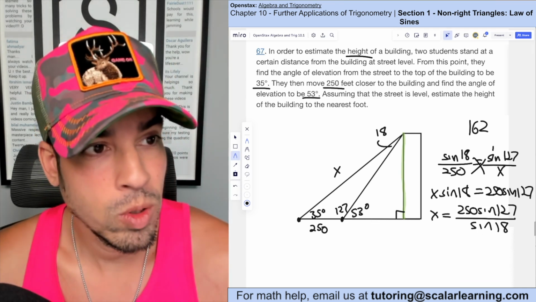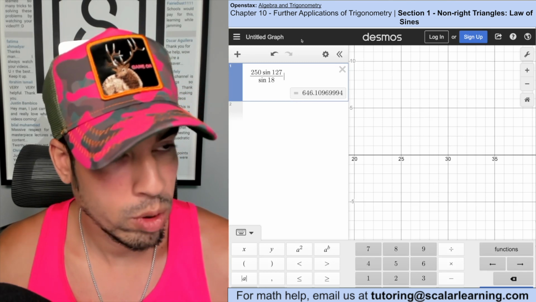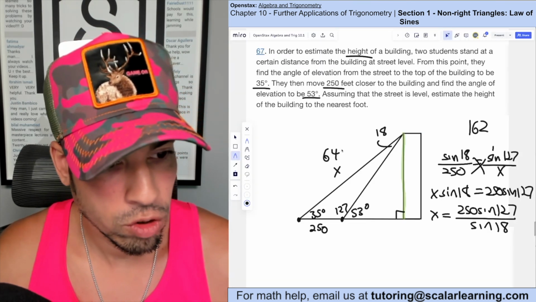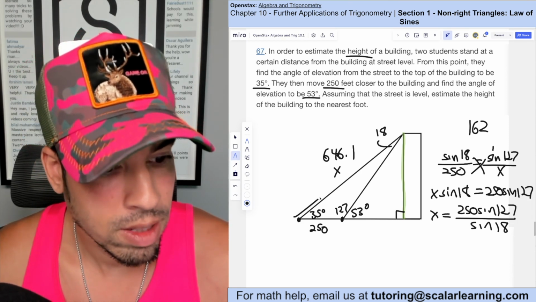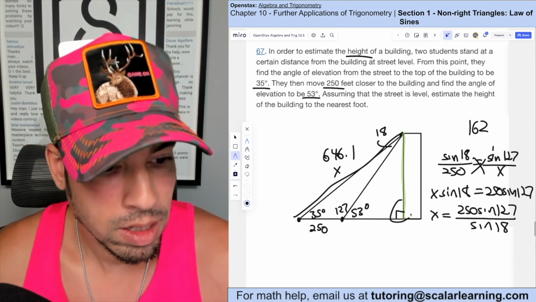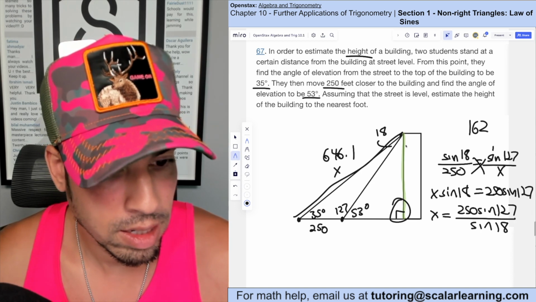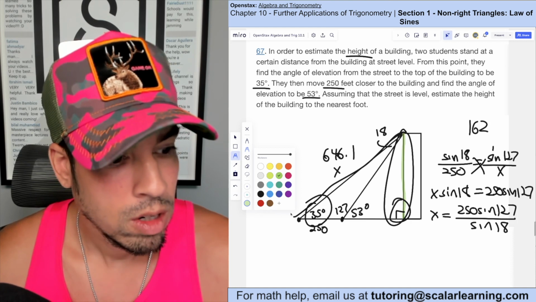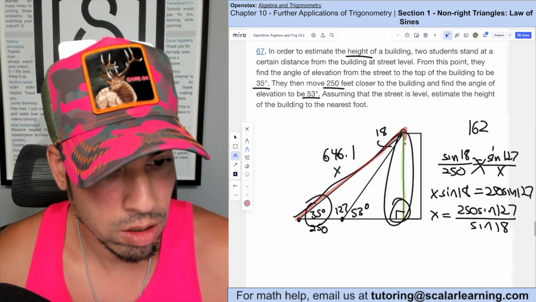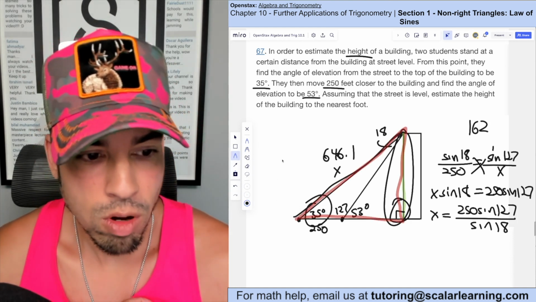Let's plug it into Desmos, and we get 646.1. So this out here is 646.1. All right, so this is pretty cool because now I have this side opposite this angle, and then I need this side opposite this angle. And of course, what I'm talking about is this big triangle here. Okay, so now I have enough to use law of sines.